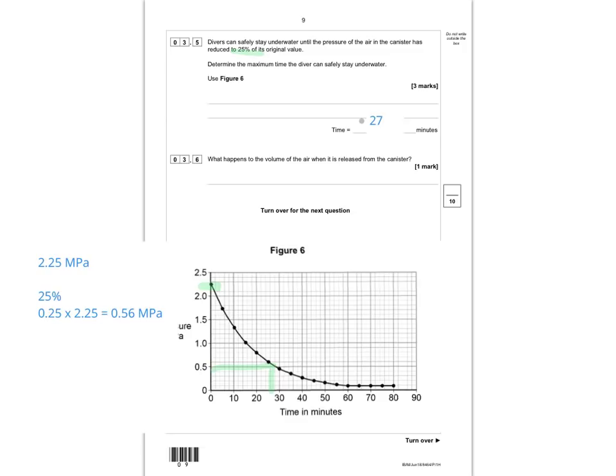The final question says, what happens to the volume of air when it is released from the canister? And the answer to that question is that the volume increases. And that brings us to the end of that question. So add up all your marks and give yourself a mark out of 10.